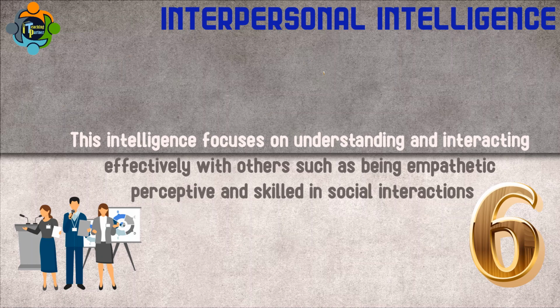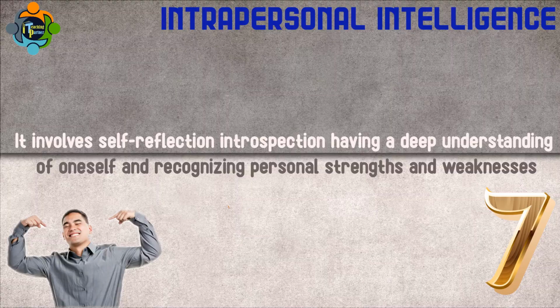Number 6. Interpersonal intelligence. This intelligence focuses on understanding and interacting effectively with others, such as being empathetic, perceptive, and skilled in social interactions. A person who is good at understanding and relating to others, they possess great social skills and excel in communication, management, and leadership roles. Number 7. Intrapersonal intelligence. It involves self-reflection, introspection, having a deep understanding of oneself and recognizing personal strengths and weaknesses. A person who is self-aware and introspective and has a strong sense of self, they may excel in fields such as psychology, counseling, or self-help.